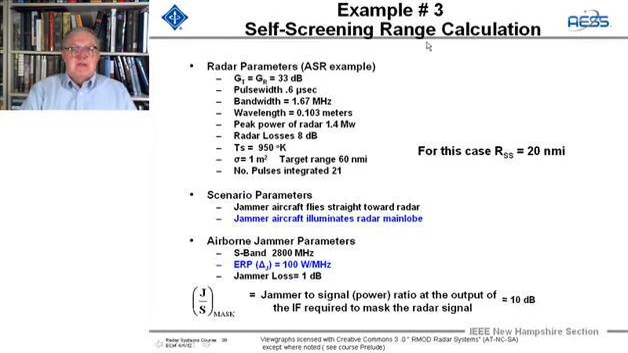And now for the self-screening range equation. For this case, the self-screening range turned out to be 20 nautical miles when we used a spot jammer with 100 megahertz of ERP. And that's the jammer to signal power ratio at the output of the IF required to be 10 dB. In that case, at 20 miles from the radar, you'd be able to see the target with this airport surveillance radar and these scenario parameters and these jammer parameters.